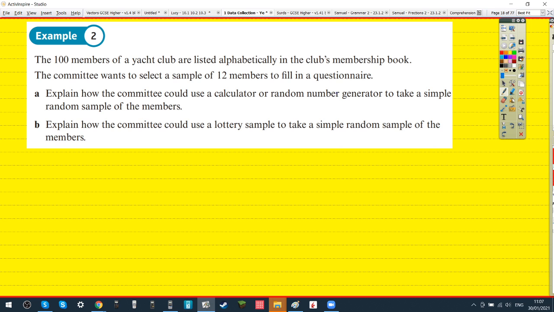Okay, any idea about A? You'd use a random generator, so instead of it being alphabetical, they'd take the names randomly from the generator rather than having it alphabetically. And they actually want you to describe it. So the way you'd do it is you'd number each of the members from 1 to 100.